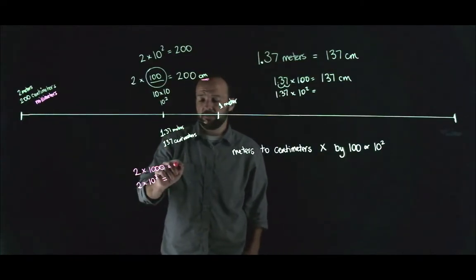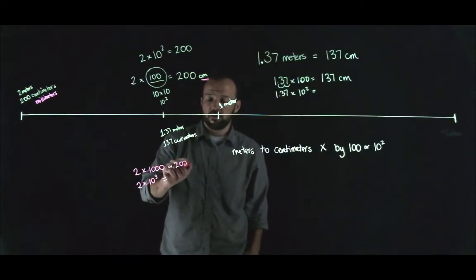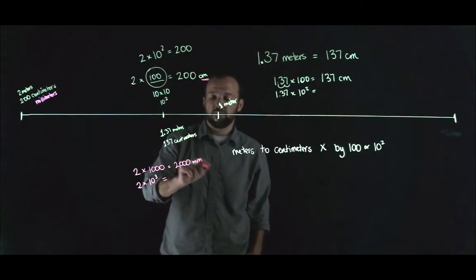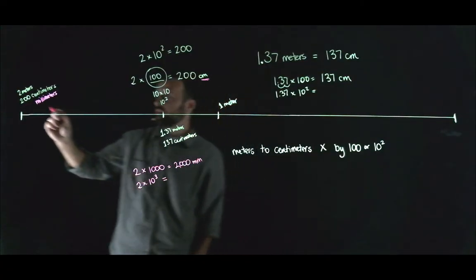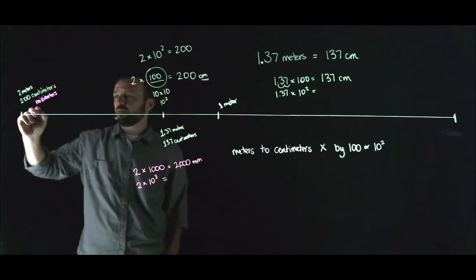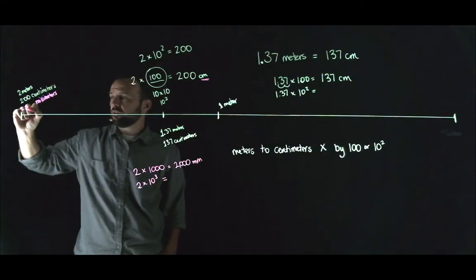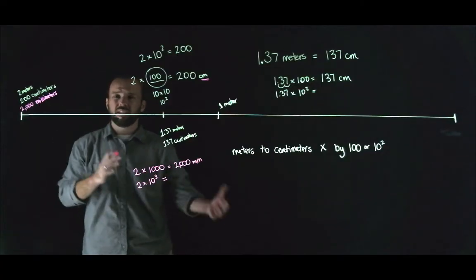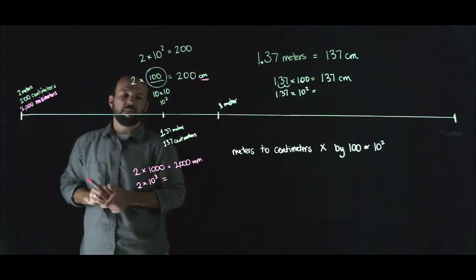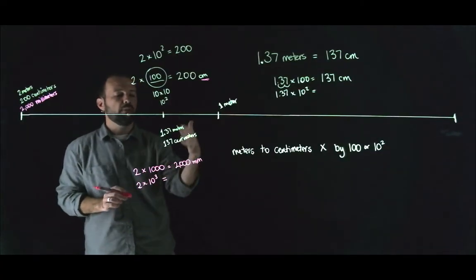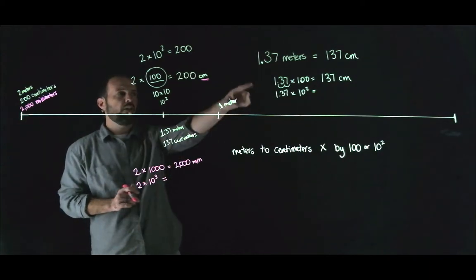So that would give me 2,000 millimeters. Okay? So 2 meters is the same as 200 centimeters, which is the same as 2,000 millimeters. So I can easily convert from one to another just by multiplying by 100 or multiplying by 1,000. Okay? What about this guy?